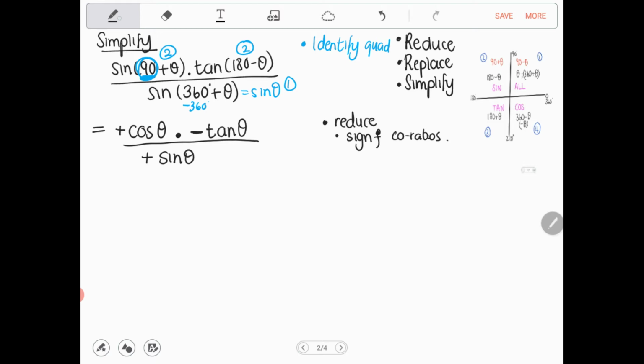You obviously don't need to write those positive signs, but you can if you want to. Okay, right, so I have identified, I've reduced. So now I go on to replace. So are they special angles? And the answer here is no. So what I'm going to do now is replace tan, because it doesn't cancel with anything, with sine over cos. So we're replacing special angles if there are any, but there aren't, and tan with sine over cos.